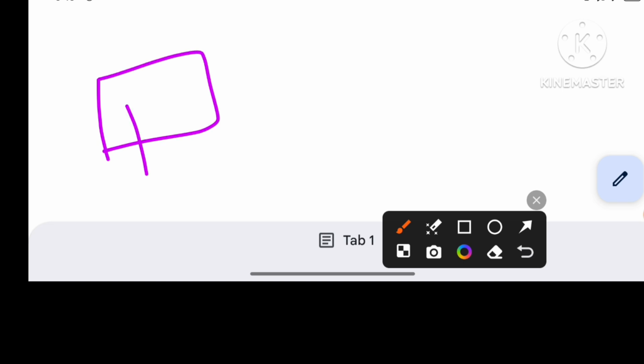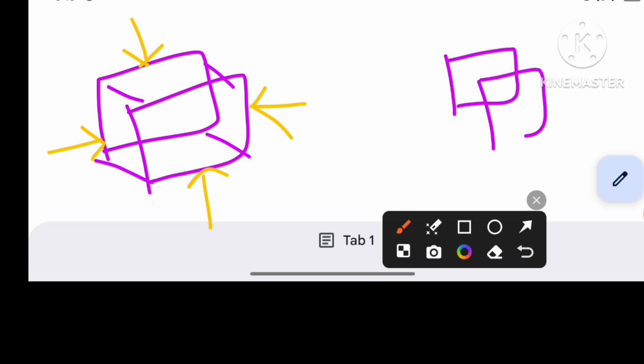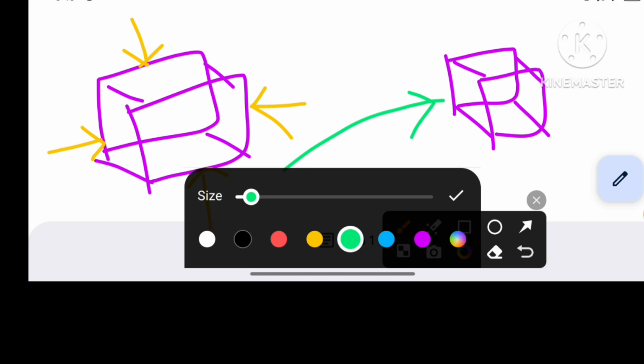Same as what we discussed, if someone is applying force from the outer side, outer to inner, what will happen? The area of the cube will decrease. You can see it easily. As a result, the volume of the cube, the volume of the cylinder, will decrease. This is what we call volumetric stress. Two types of volumetric stresses.